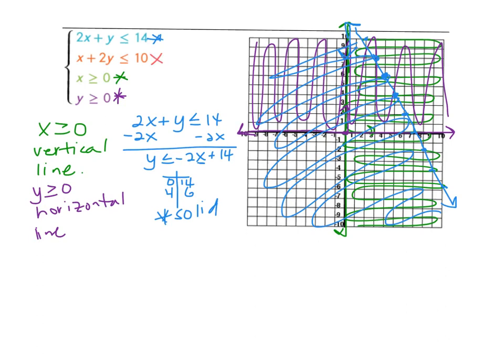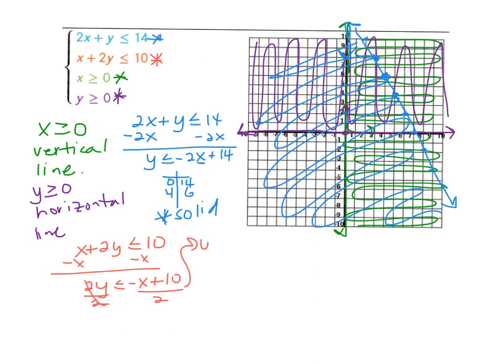All right, let's see here. And that one is x plus 2y is less than or equal to 10. If we subtract x, we get 2y is less than or equal to negative x plus 10. Isolate y, dividing both sides by 2, and that gives us y is less than or equal to negative 1/2 x plus 5. Well, that looks like it should be easy enough to graph.